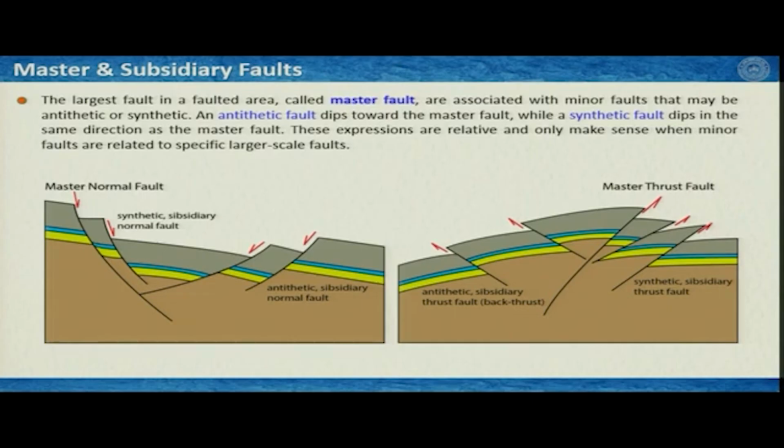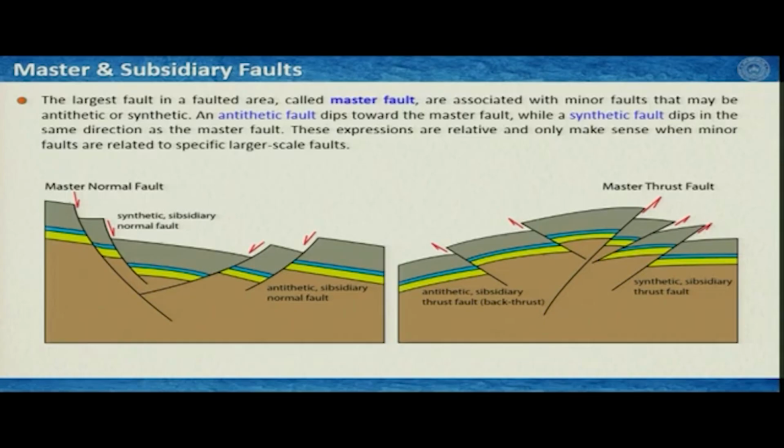An antithetic fault dips towards the master fault, while a synthetic fault dips in the same direction as the master fault. Now, these expressions are relative and only make sense when minor faults are related to the specific larger scale faults. So, it can happen in a different generation. In that case, we have to be very careful to name them as either antithetic faults or synthetic faults.